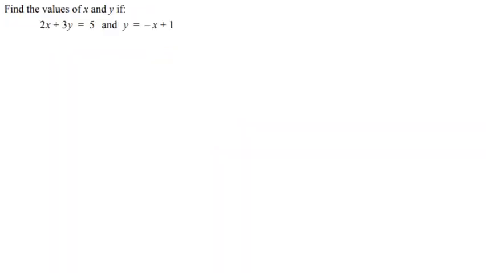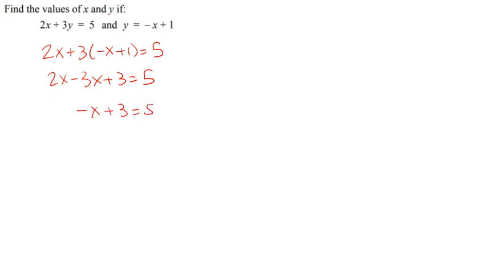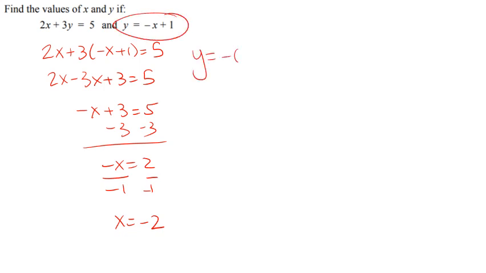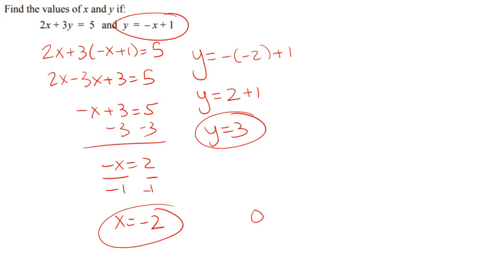Okay, we're going to do the same thing here. So for y now, I'm going to plug in negative x plus 1. Going to distribute. Combine my like terms. Subtract 3 on both sides. Divide by negative 1. And x is negative 2. I'm going to go back here and plug that in. And that's going to be 2 plus 1, which is 3. And then again, you can write it this way, which I would really appreciate, but not necessary.